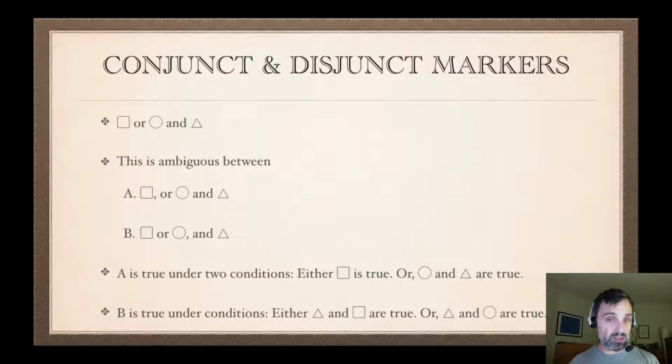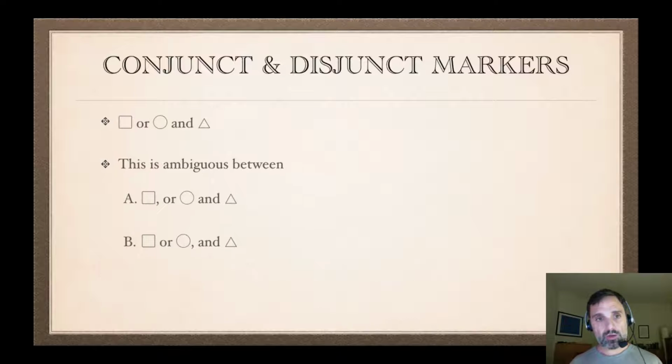So one way to see that these have different truth conditions is to see that A can be true without triangle being true, if square alone is true. B, on the other hand, requires that triangle be true. So they have different meanings. So, okay, that's fine. Is there any way to disambiguate this sentence?